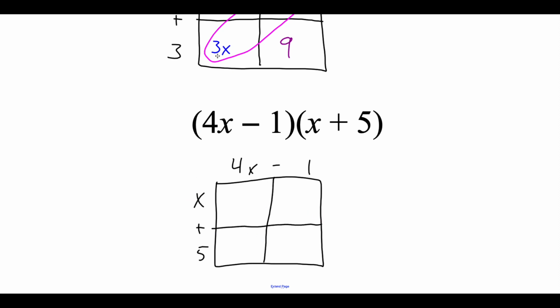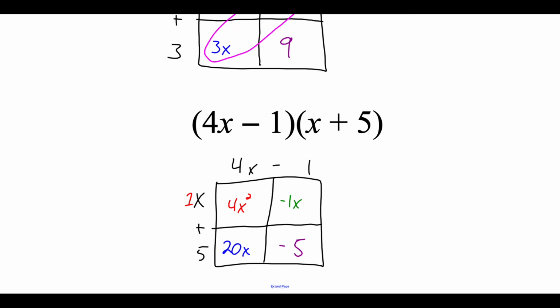Now this x on the left-hand side is really a 1x. So if I take 1x times 4x, 1 times 4 is 4, x times x is x squared. Then if I take the 1x times the negative 1, well, 1 times negative 1 is negative 1, and I need to keep the x attached to that. 5 times 4x, 5 times 4 is 20, but I keep the x attached to that. And then 5 times negative 1 is negative 5.